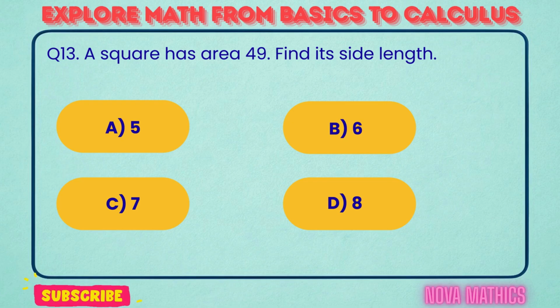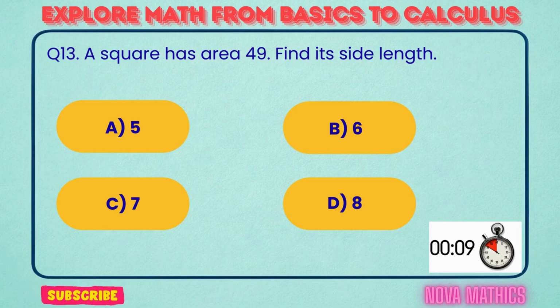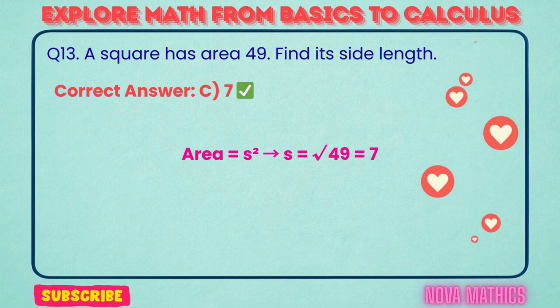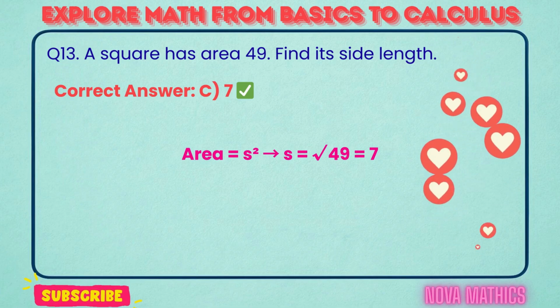13. A square has an area of 49. What is its side length? Correct answer is 7. Square root of 49 gives side 7.